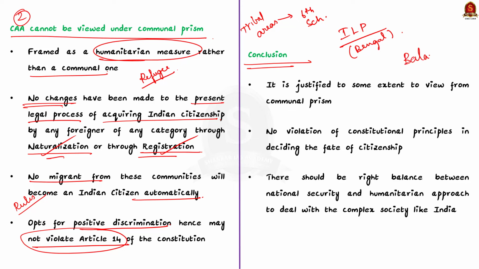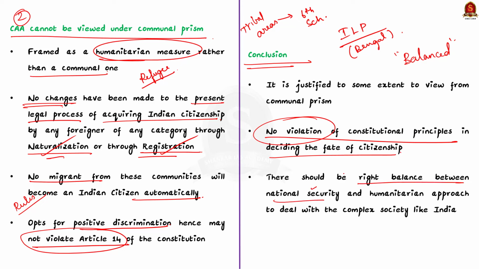While there are valid arguments both for and against the Citizenship Amendment Act, there should not be violation of constitutional principles in deciding the fate of citizenship. The state cannot simply give up the humanitarian approach to deal with persecuted communities. There should be a right balance between national security and humanitarian approach to deal with the complex society.